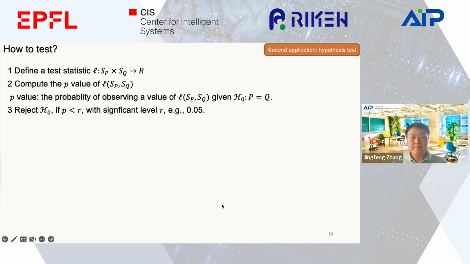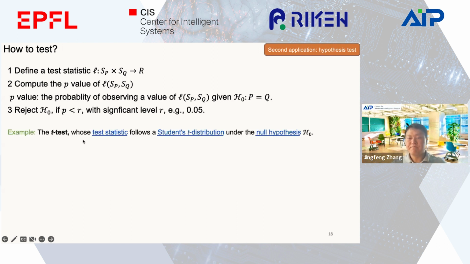How to test? We first define a test statistic. The test statistic measures how different the two batches of data are. Then we compute the p-value. The p-value is the probability of observing this test statistic given the null hypothesis. The null hypothesis means the two distributions are the same. If this probability is very low, we reject this null hypothesis.